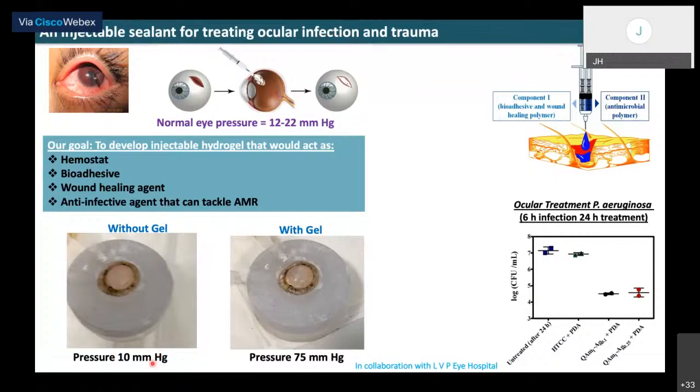So our this type of materials can be used not only to take care of the infection, but also to take care of the eye pressure and the wound. And that is what we have been working on.